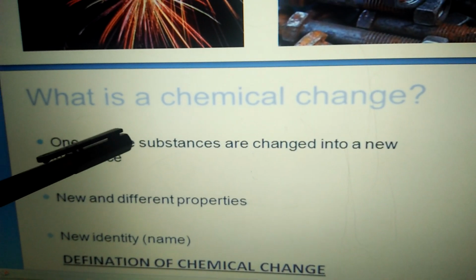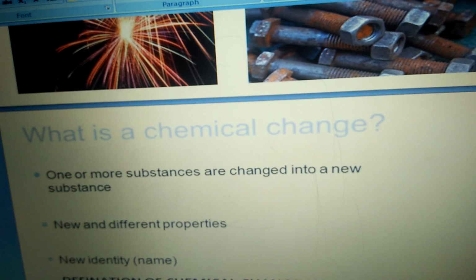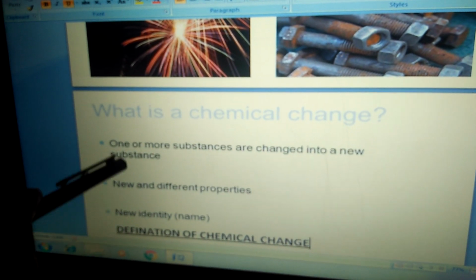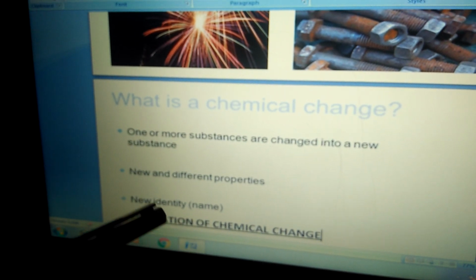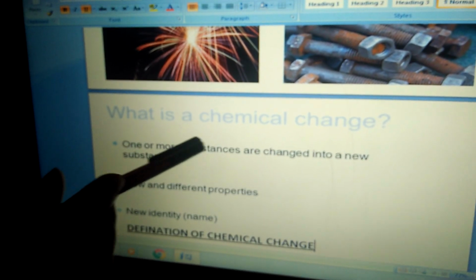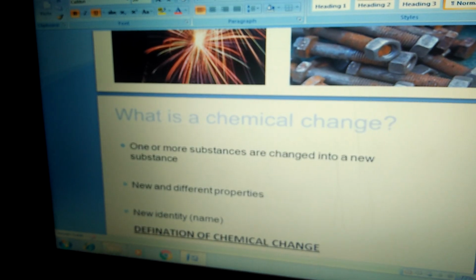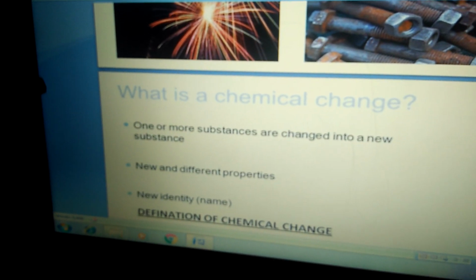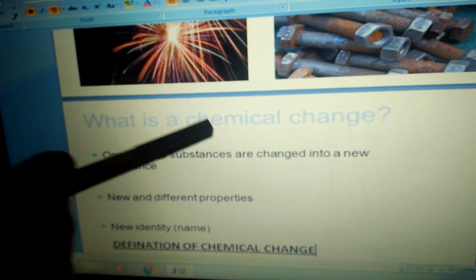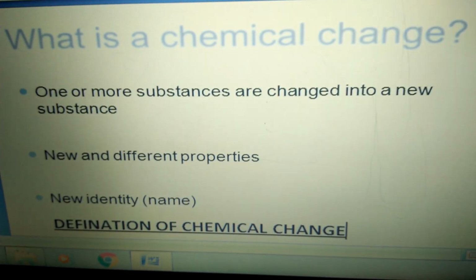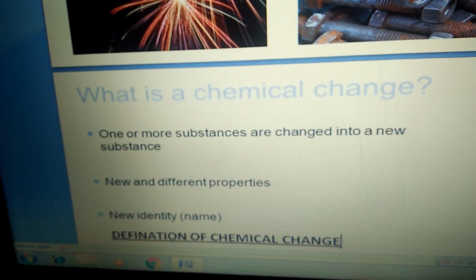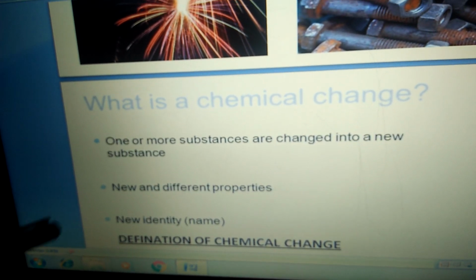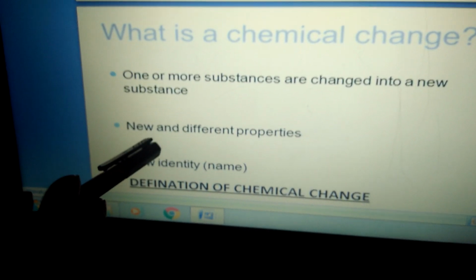In a chemical change, what happens? When we mix iron with sulfur, a new substance, iron sulfide, is formed. Similarly, when we add some yeast to the milk, curd is formed. Cooking is also mixing of two or more substances, and a new food is produced. New food comes out.